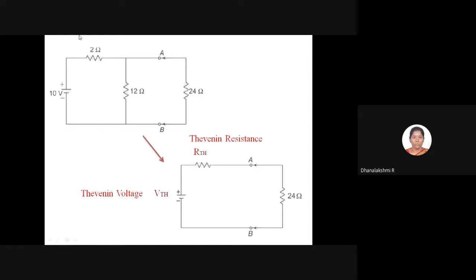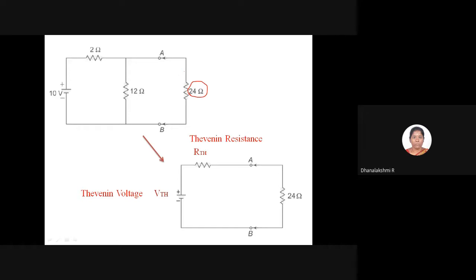Let me take a simple circuit here. One second, let me go to the pointer. Here we have a simple circuit consisting of two loops. For the time being, let me assume that this 24 ohm branch is my load resistor. The idea is that I want to find the current flowing in this 24 ohm branch using Thevenin's theorem.